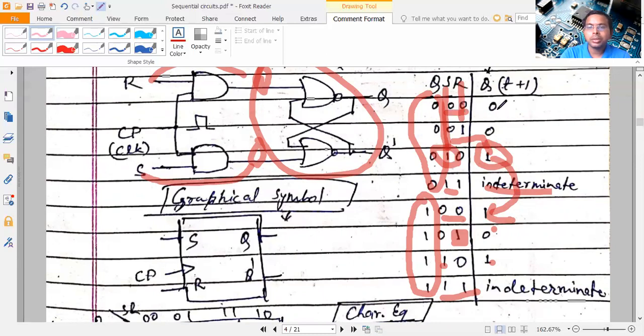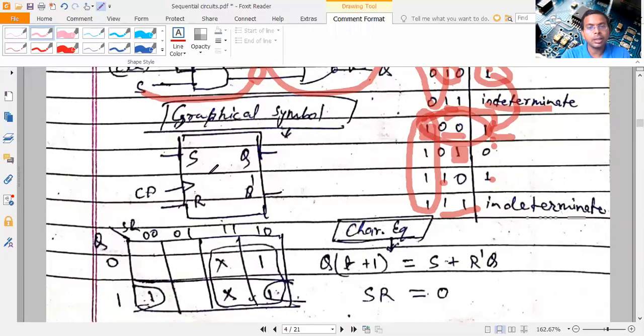So what is the output? 0. So if it is 0, this is 0. Here again both the inputs SR are 0, 0, so the output remains 1. So this is the present state, this is the next state. So in this way you can understand this operation.